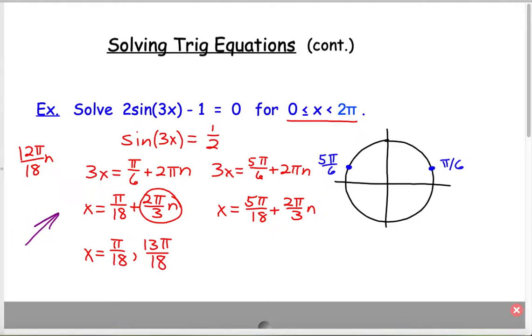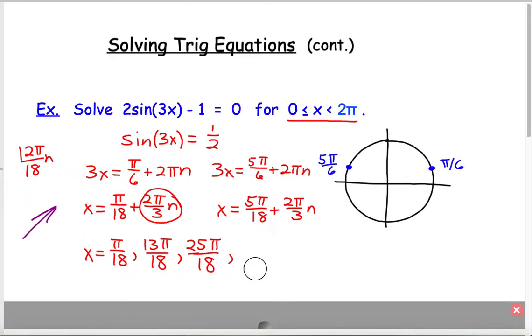Notice that's still less than 2 pi. 2 pi would be 36 pi over 18. So I'm just going to keep going. I'm going to add another 2 pi over 3, or 12 pi over 18, and I get 25 pi over 18. That's still less than 2 pi. If I add another 12 pi over 18, I get 37 pi over 18, and that's too much. That's greater than 2 pi, so I should stop here at 25 pi over 18.